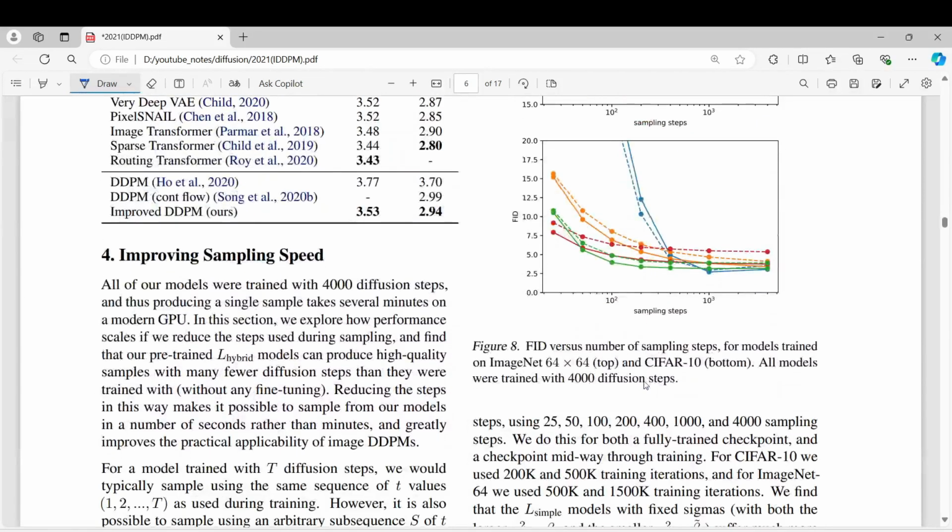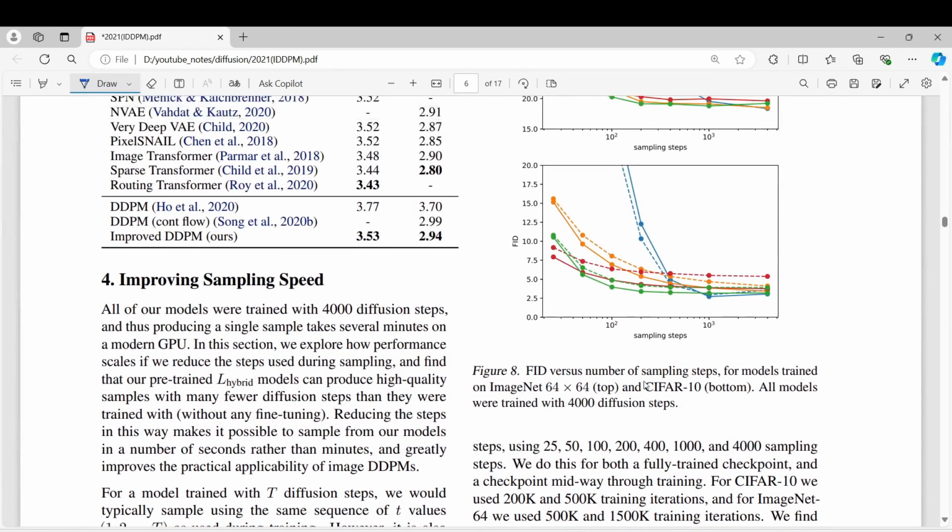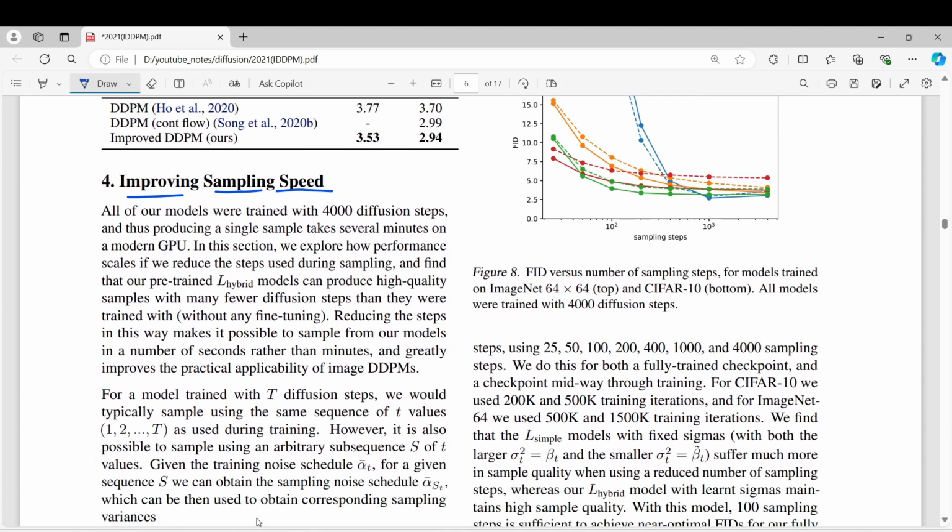Let's look at another term. They are going to focus on improving the sampling speed. This is another main idea of the paper. So how can you improve the sampling speed and improve the practical applicability of the DDPM?